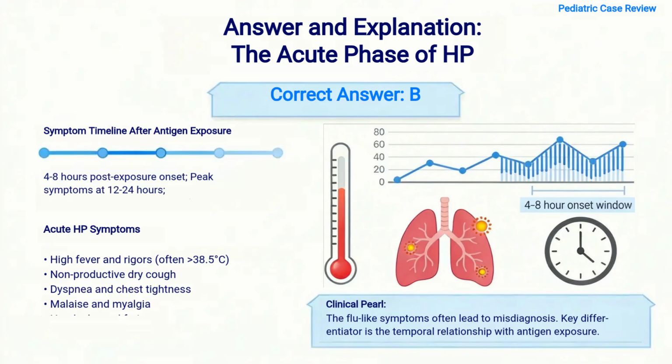The acute phase of hypersensitivity pneumonitis typically begins 4 to 8 hours after antigen exposure, peaks at 12 to 24 hours, and resolves within 48 to 72 hours if exposure ceases. Key acute symptoms include high fever and rigors often above 38.5 degrees Celsius, non-productive dry cough, dyspnea and chest tightness, malaise and myalgia, and headache and fatigue. An important clinical pearl, these flu-like symptoms frequently lead to misdiagnosis. The key differentiator is always the temporal relationship between symptom onset and antigen exposure.